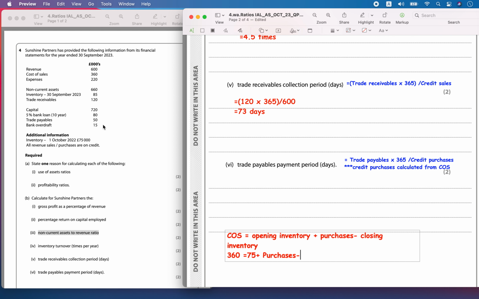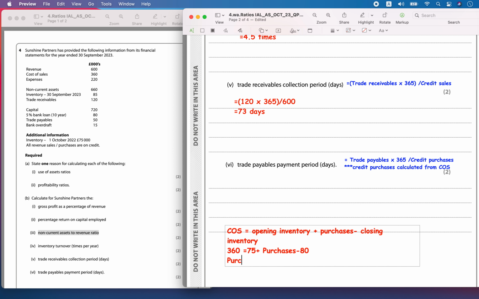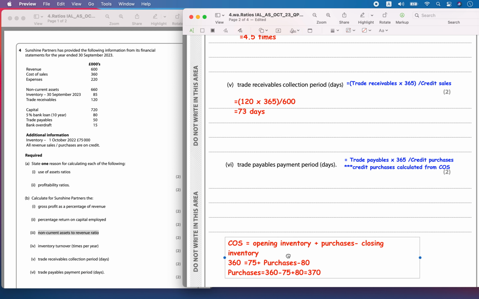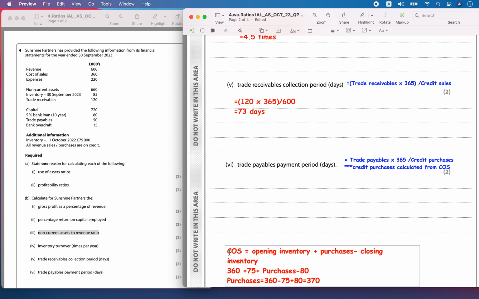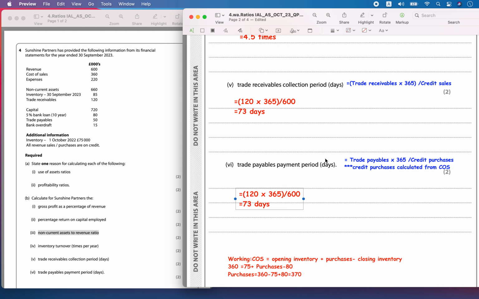Okay, purchases minus the closing inventory was 80, which means purchases will be equal to 370. So this is a working for getting the cost of sales. Okay, this is the payables collection payment day period.